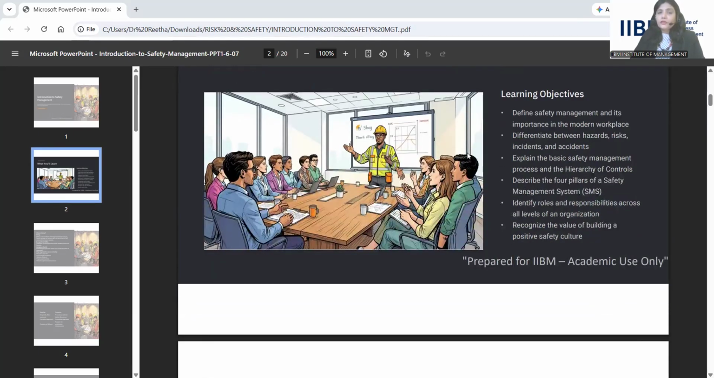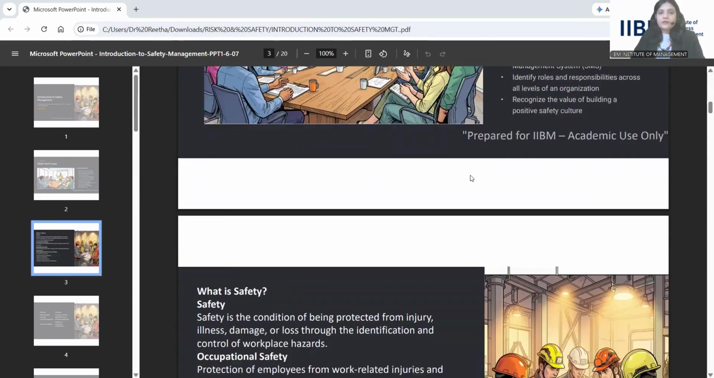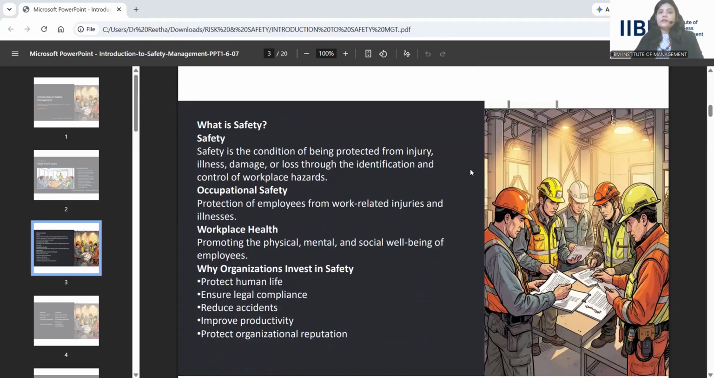So, you now have an idea what we are going to learn in the first session. So, what is safety? We have just now seen a lot of factors which actually give you an idea about safety management. So what exactly is safety?